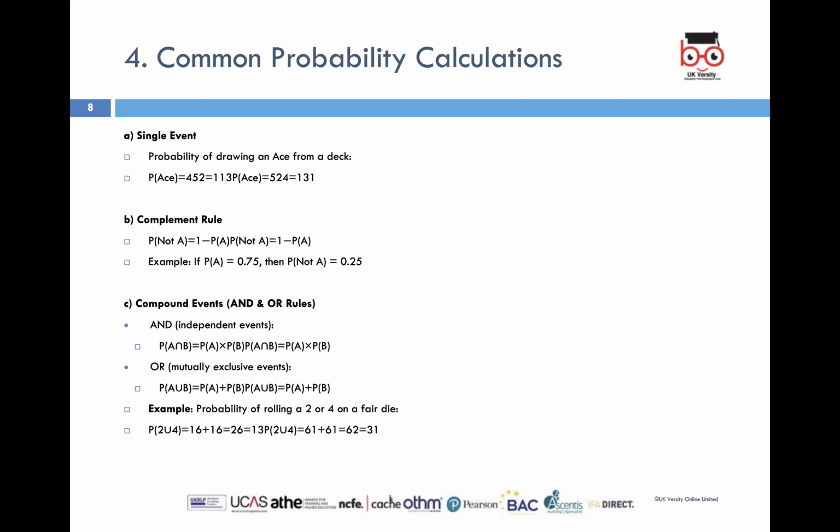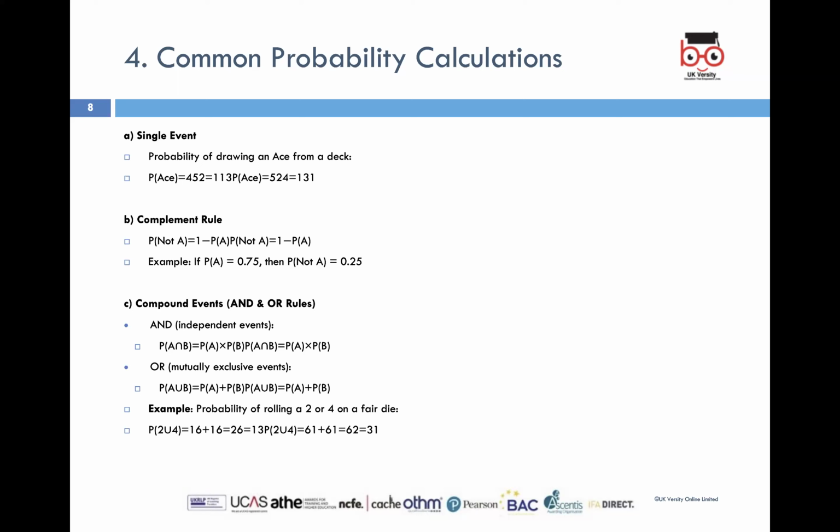For example, a single event, probability of drawing an ace from a deck, P(ace) equals 4/52, equals 1/13. That's the probability of drawing an ace. P(not A) equals 1 minus P(A). Example, if P(A) is 0.75, then P(not A) would be 0.25.